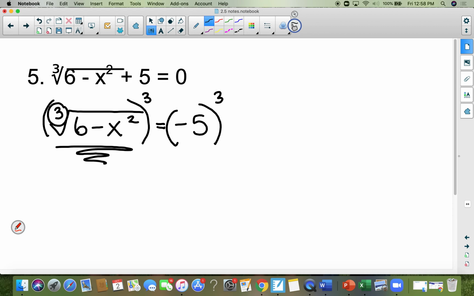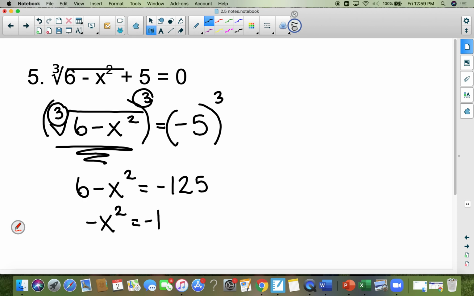The cube root and the cube negate each other, so you're left with 6 minus x squared is equal to. And if you don't know what a negative 5 to the third power is, use your calculator, but it ends up being a negative 125. You do not bring everything over to one side because it's missing the middle term, and when you're missing the middle term, you want to get x squared alone. I'm going to subtract 6. That makes a negative 131 when I subtract 6 to both sides.